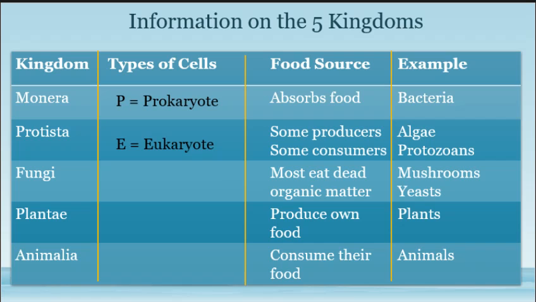Eukaryotic cells. Fungi come next. We have mushrooms and yeasts in that group. Most of them are saprophytes or decomposers. They are eukaryotics, so E.